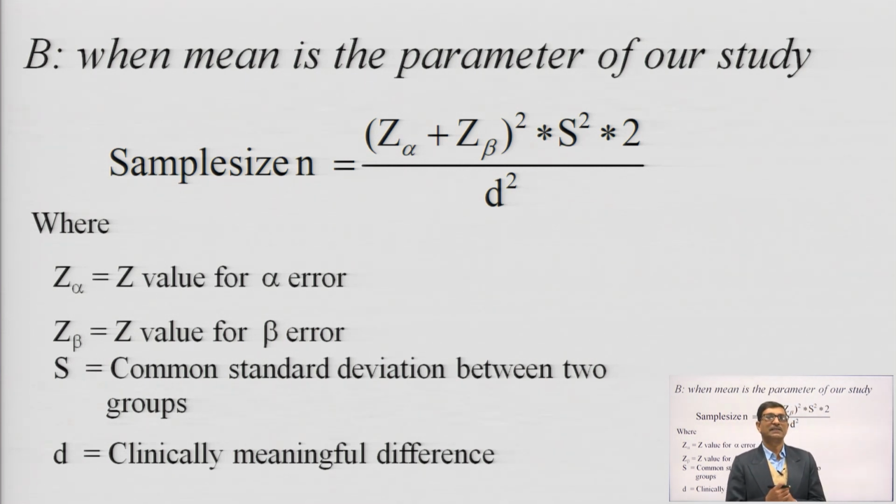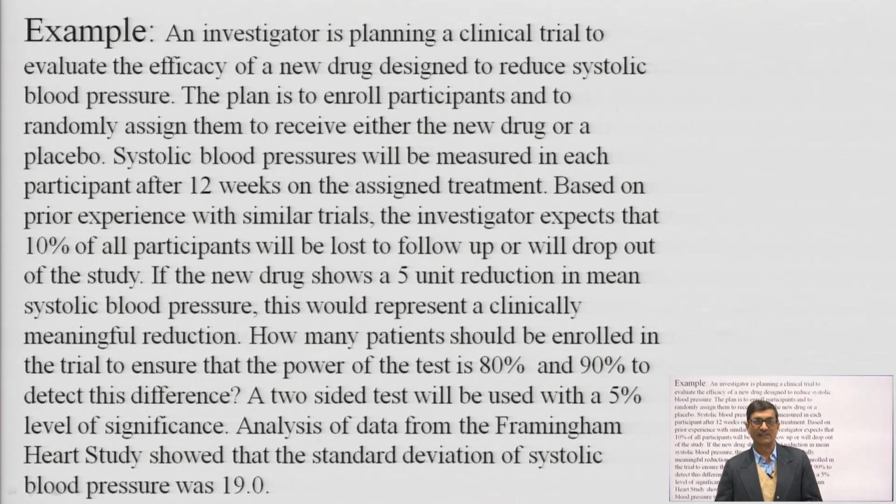The sample size n equals Z alpha plus Z beta whole square into S square into 2 upon D square, where Z alpha is the value of Z for alpha error, Z beta is the Z value for beta error or second type error, and S is the common standard deviation between the two groups. So, in this we find the common standard deviation of both groups, and D is the clinical significance or precision.